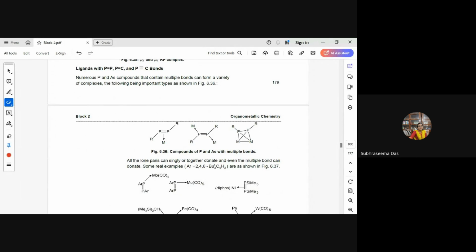Then the ligands with P=P double bond, P=C double bond, and P≡C triple bond have been shown in figure 6.36.